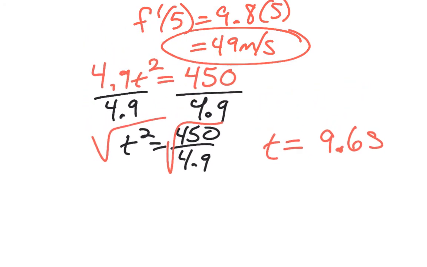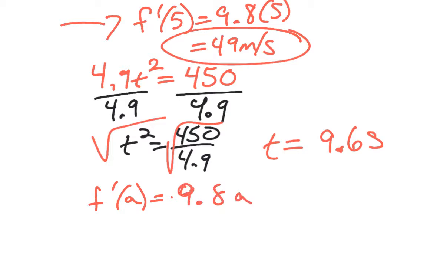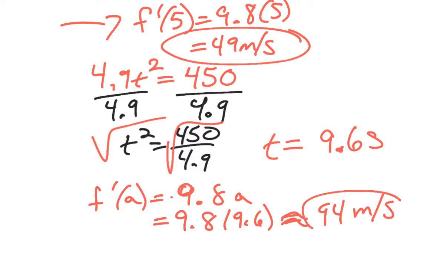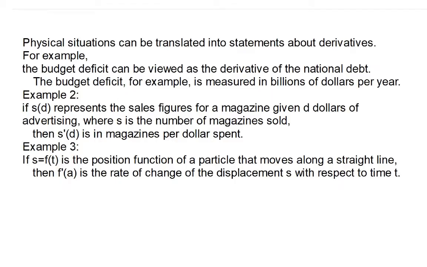So now we go back and use our derivative that we just found. F prime of a equals 9.8 times a, and the a this time is going to be 9.6, and that gives us approximately 94 meters per second. That's how fast it's traveling when it hits the ground.